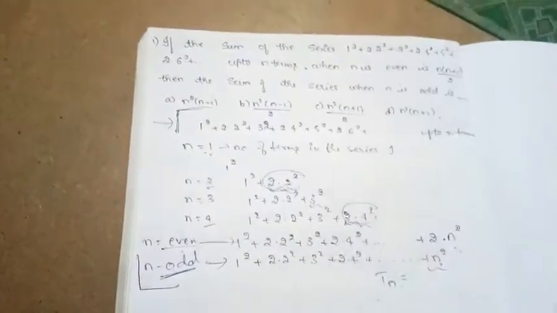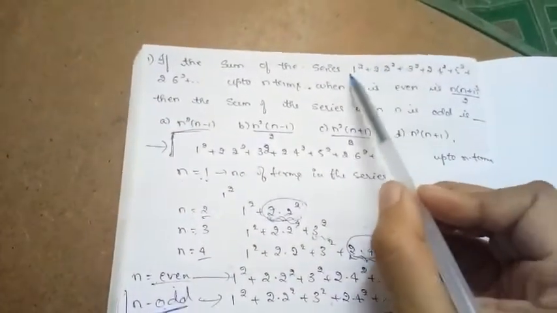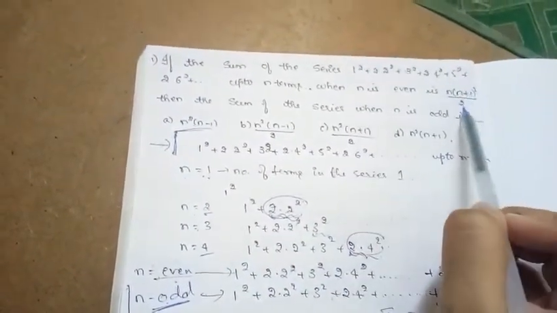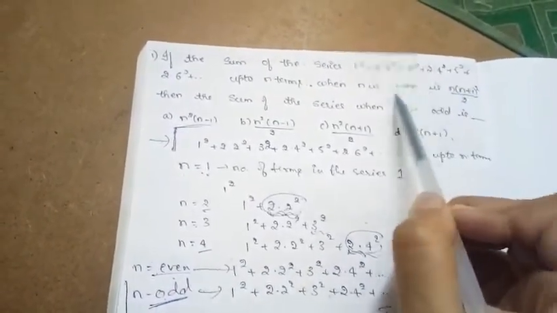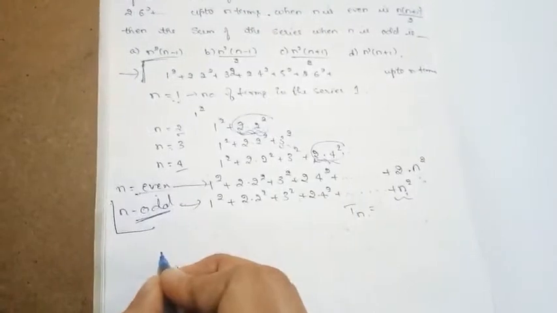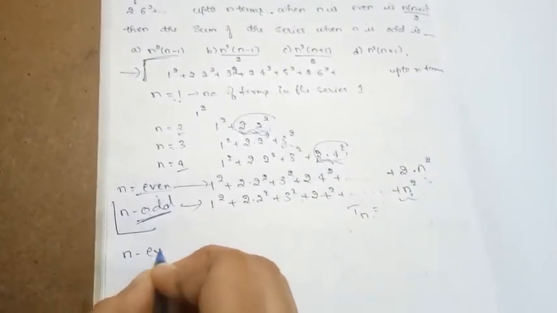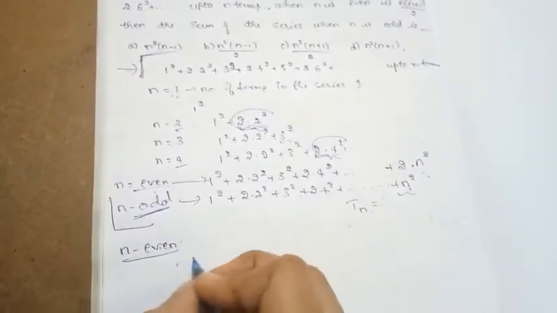So now let us move to the question. What have they given? They have given the sum of this series is equal to n into n plus 1 whole square divided by 2 when n is even. So I will write it generally. So when n is even, what happens?